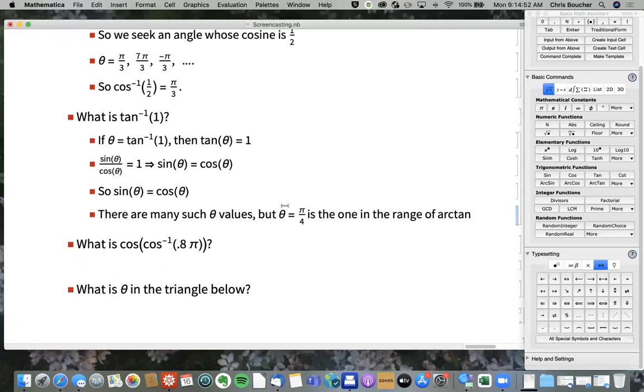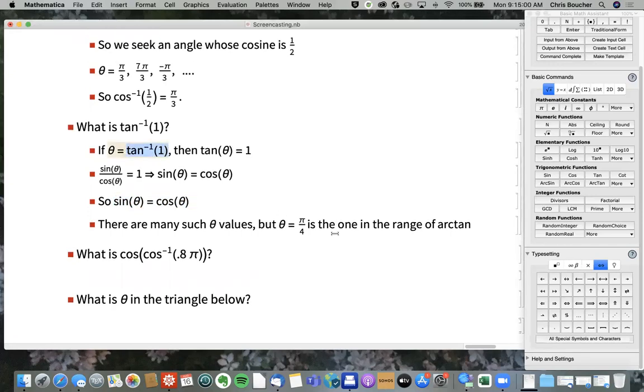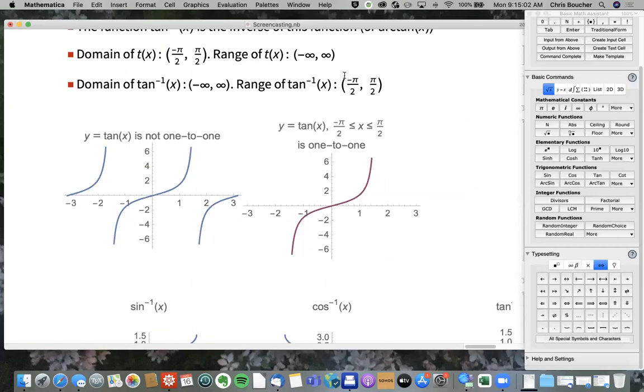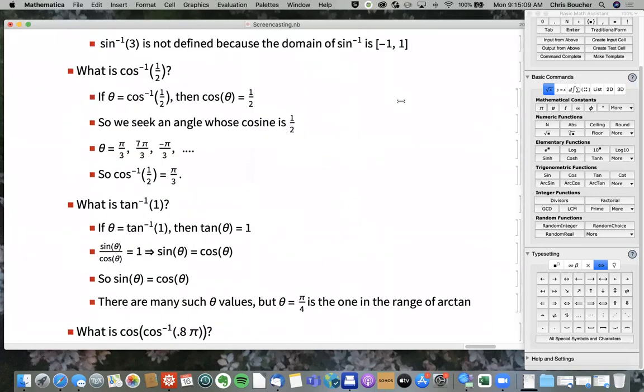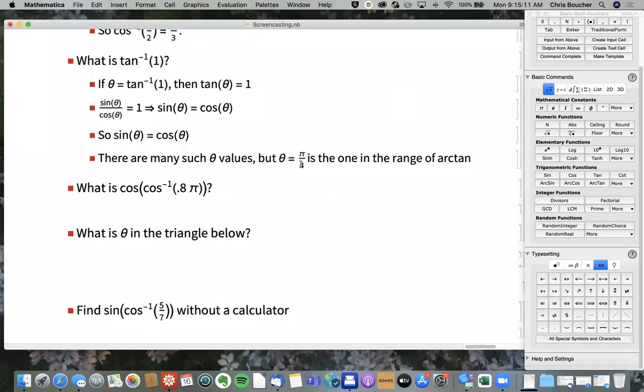Again, there are a lot of theta values that satisfy this equation, but we want one that could be an output of the inverse tangent function. And you'll recall that the range of the inverse tangent is minus pi over 2 to pi over 2. So we want to pick one in that interval, and pi over 4 works as our solution here.